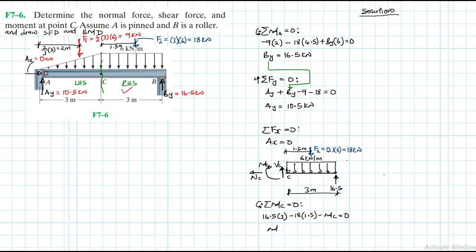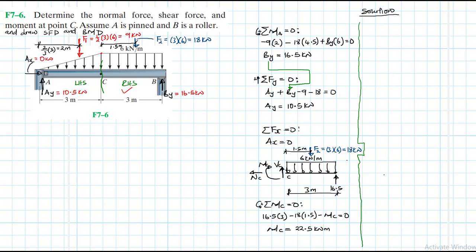Therefore, making MC the subject of the formula, let's calculate. So we have 16.5 by 3 minus 18 by 1.5. So this gives us MC equal to 22.5 kilonewton meters. You can just check it: 16.5 by 3 minus 18 by 1.5, 22.5, yes. So we found the moment at point C. Let's move on.